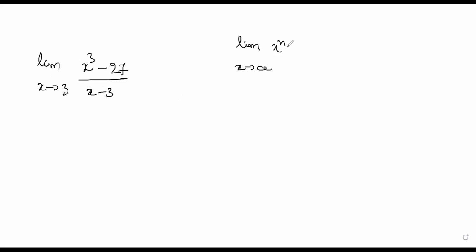Now, how to use this? Let us say you have the problem: limit as x tends to 3 of (x cubed minus 27) divided by (x minus 3). Suppose I want to solve this. Compare with the formula, the limit as x tends to a of (x^n minus a^n) divided by (x minus a). What is the value of n here? n is 3. What is the value of a? 3 cubed is 27, so the a value is 3.